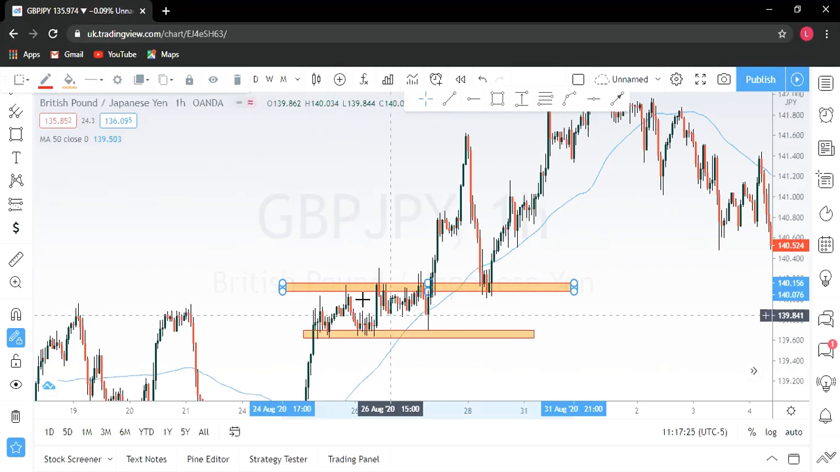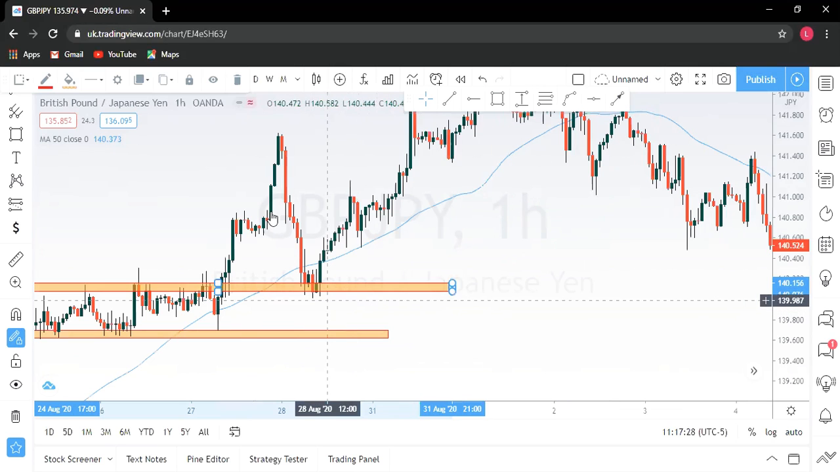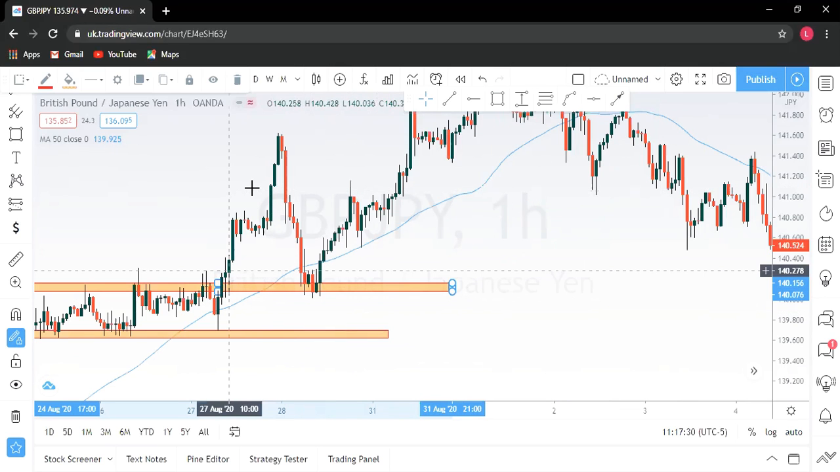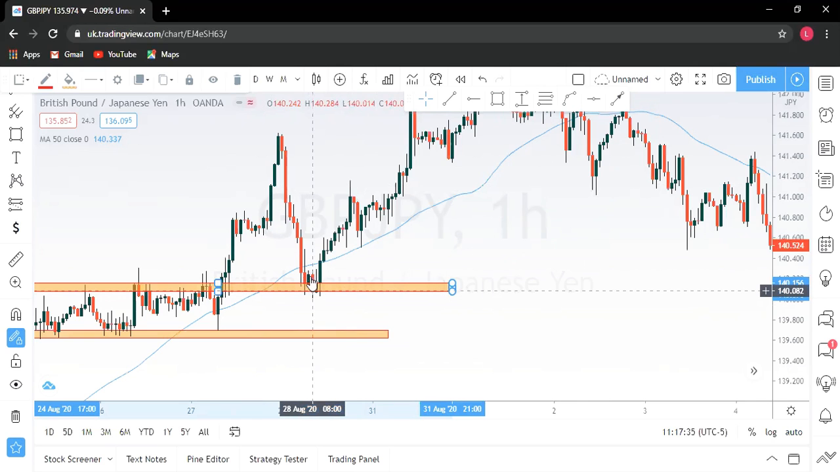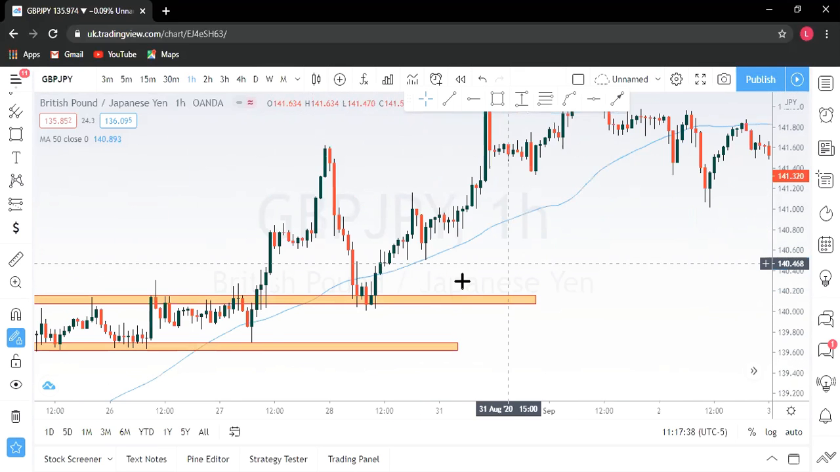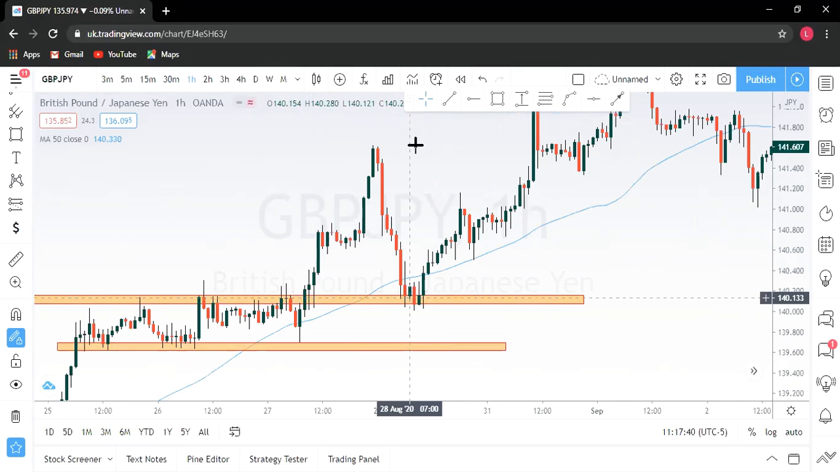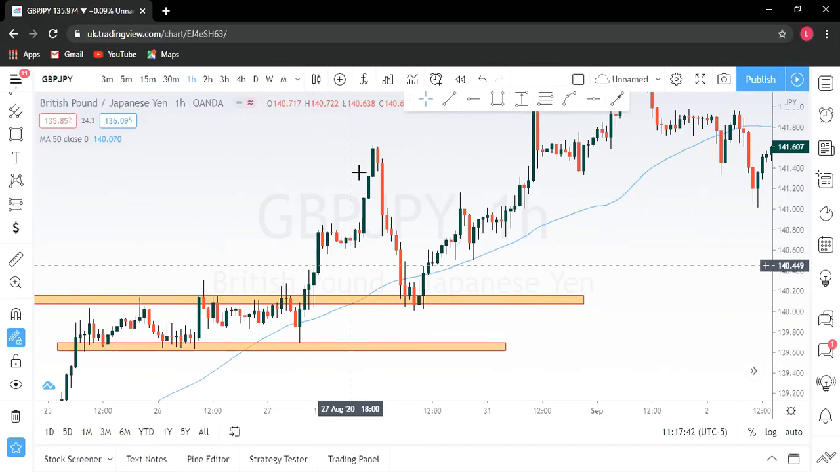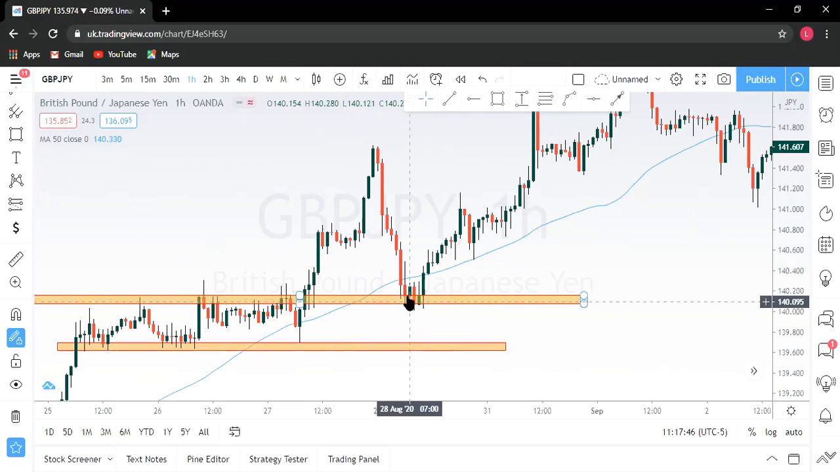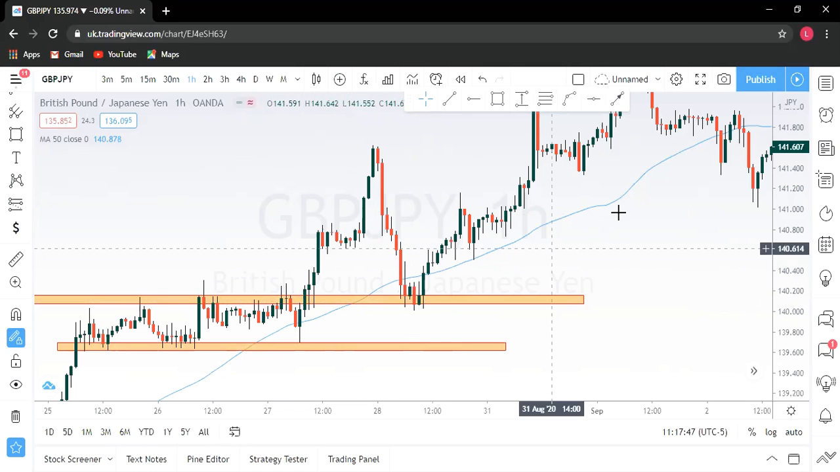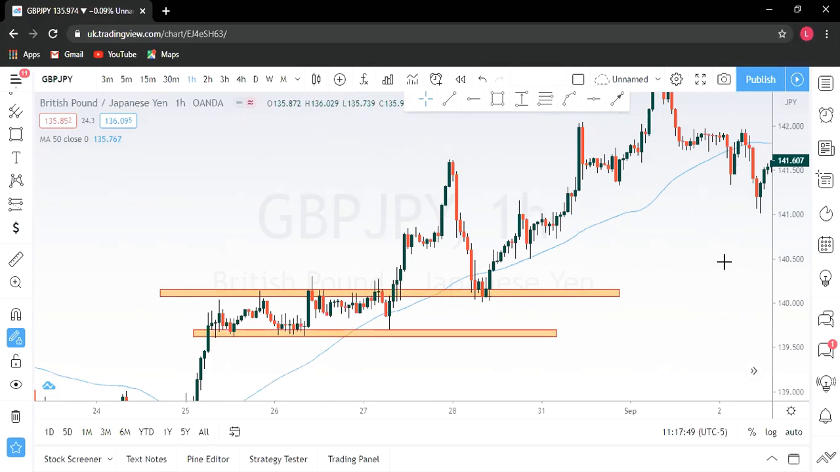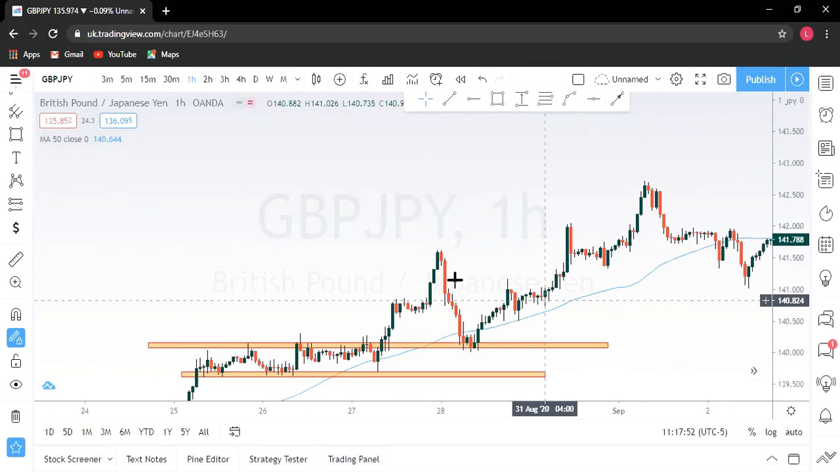So look at it now. They broke it all the way. Then they came back for a retest. Can you see? They came back for a retest. They've actually broken this resistance, so it has now turned into support. So for them to validate that this has actually turned into support, to give reference to this level, they have to come back and test it.